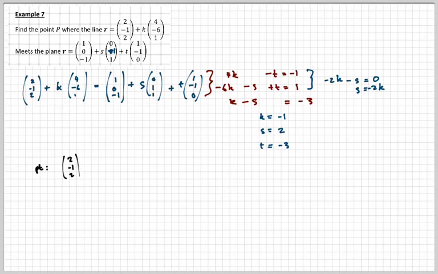So 2 minus 1, 2, plus negative 1 lots of 4, negative 6, 1, gives us negative 2, 5, 1, which is the point where the line meets the plane. You could check this by substituting the s and t values into the point on the plane and see if you get the same value, and indeed you should. Okay. The coordinate then is minus 2, 5, 1.